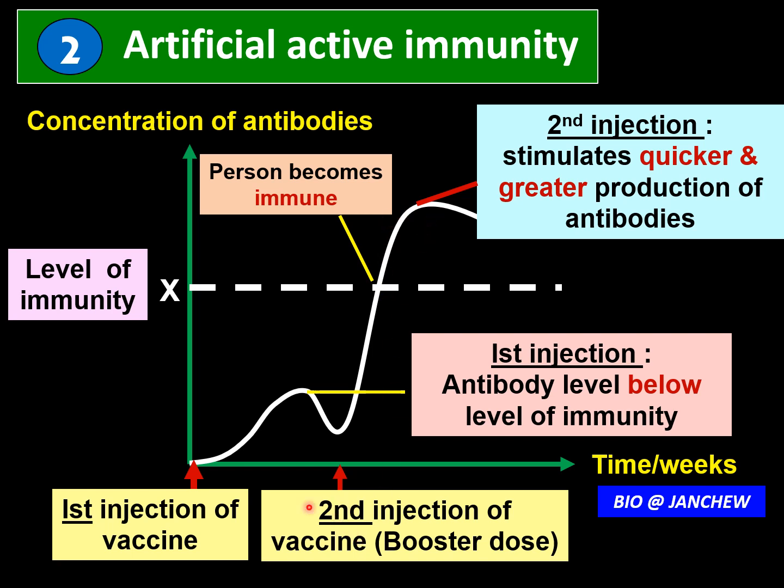We must also know when the first and second injection of vaccine was given. We must be able to indicate it on a graph. Now for the second injection of vaccine, it is the point where the level of antibodies has dropped down and then it starts to increase again. That is the point where the second injection of vaccine was given.